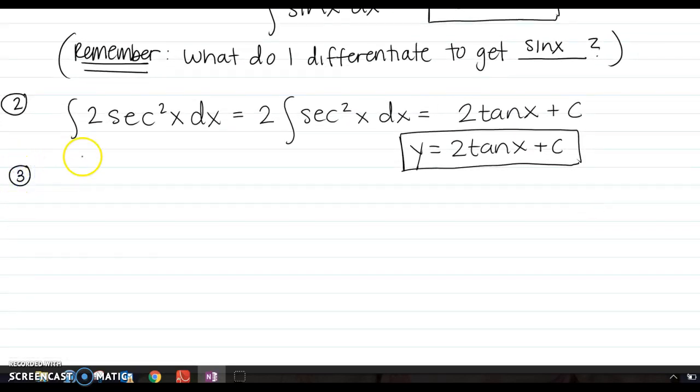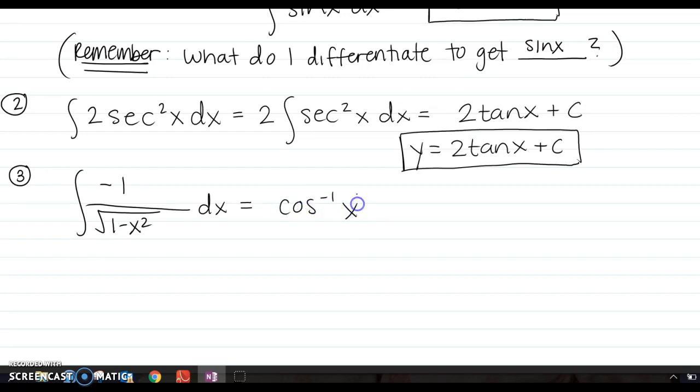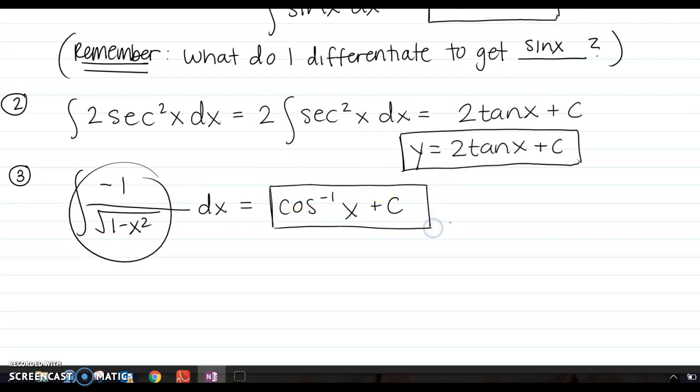Here's another. The integral of negative 1 over square root of 1 minus x squared dx. This is all memorization. If you remember, the derivative of inverse cosine was this. So inverse cosine x plus c is our answer. If you notice, sometimes I write y, sometimes I don't. Unless it's specified, you could do either.